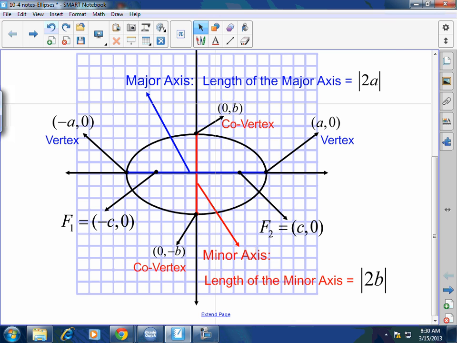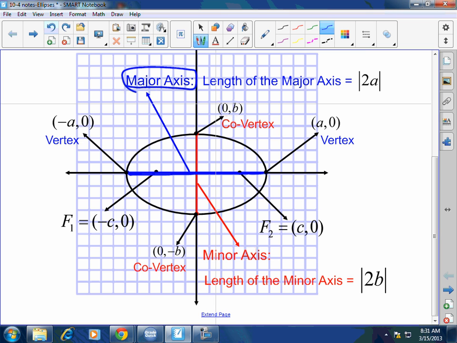I just want to show you what's going on. The longer of the 2 widths, in this case in blue, is called the major axis, and the length of the major axis is basically 2 times A, which is the distance from the center to one endpoint, that's A, and the distance from the center to the other endpoint, that's A as well. That's the major axis. The minor axis is the smaller of the 2, the smaller width. So that would be this red part here. That's the minor axis.